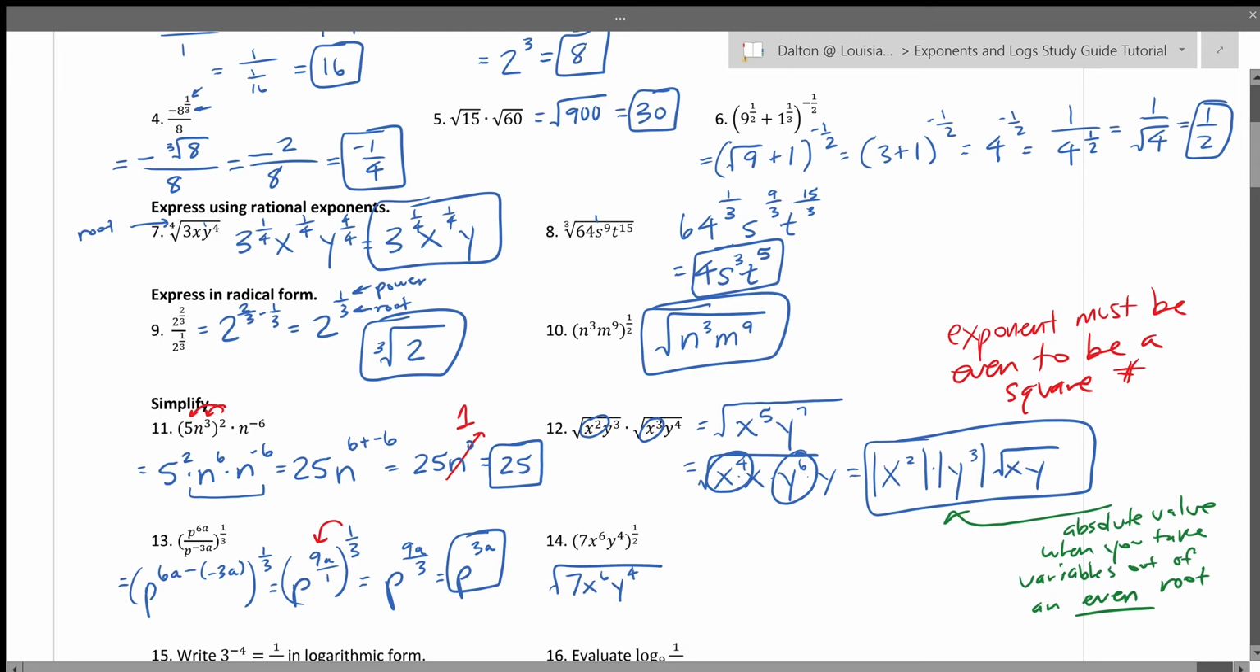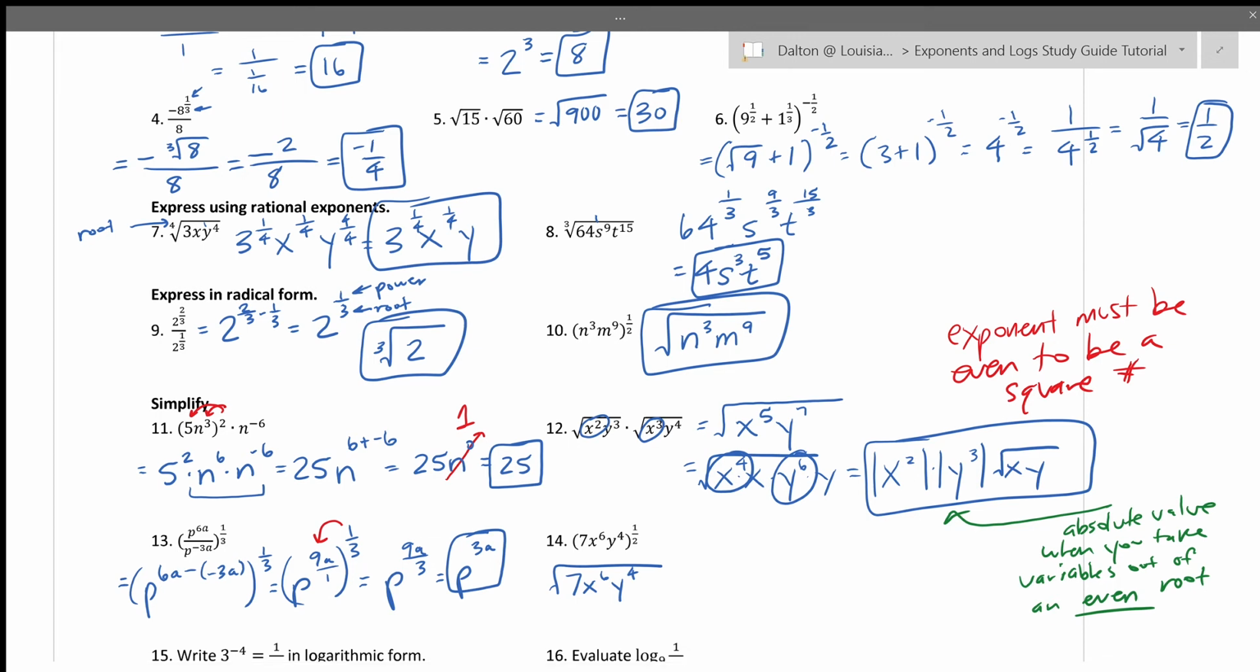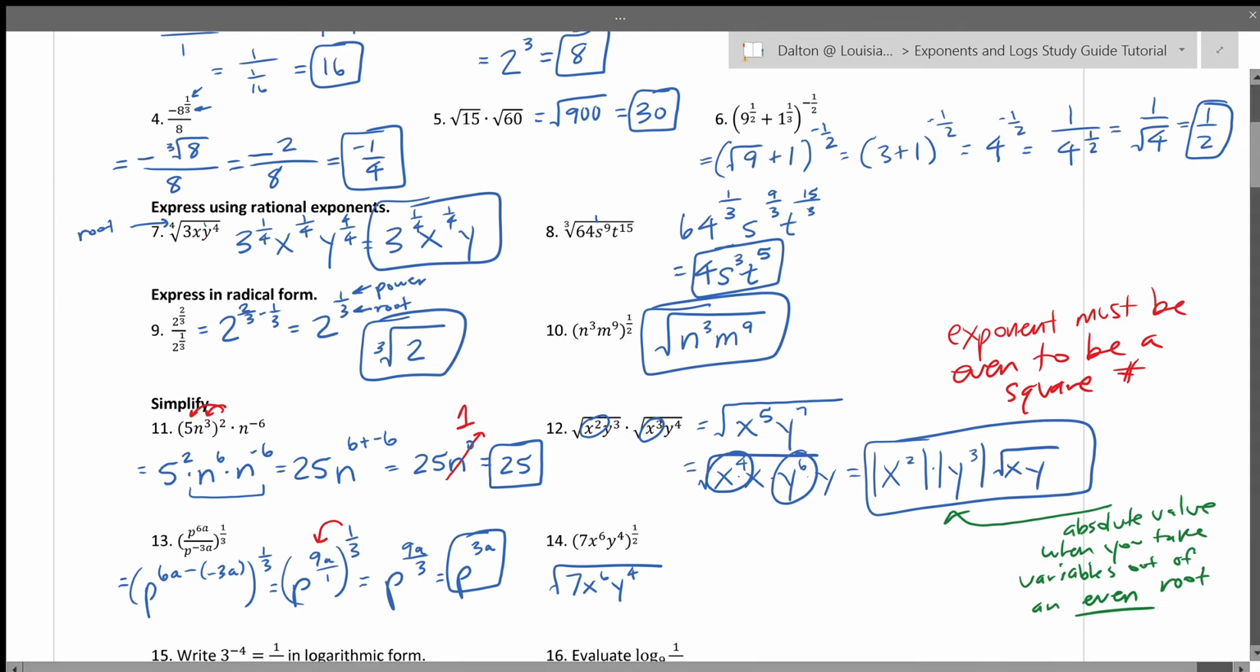Okay, when you take the square root of this, 7 is not a square number, so it's going to have to stay in the radical, but x to the 6th is. So 6 divided by 2 is 3. Again, I have an even root, which means I need to use the absolute value bars. So this is going to be the absolute value of x cubed. The square root of y to the 4th is going to be the absolute value of y squared. And then we leave the square root of 7 on the inside like this.